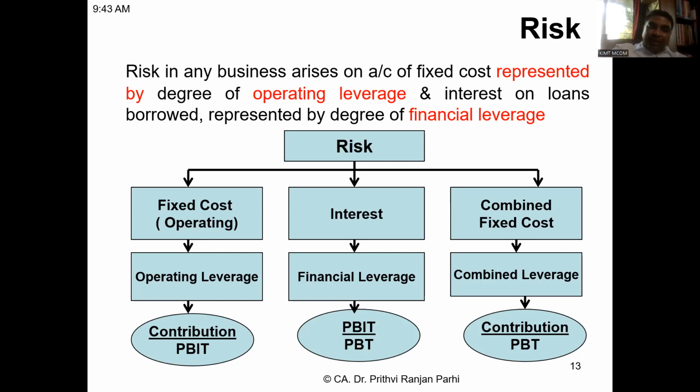Right. This operating fixed cost gives you operating leverage. Financing fixed cost gives you financial leverage, and the total fixed cost gives you combined leverage or overall leverage. And the formulas you have also already seen. For operating leverage, we'll be using the formula contribution by PBIT. For financial leverage, we'll be using the formula PBIT by PBT. For combined leverage, we'll be using the formula contribution by PBT.